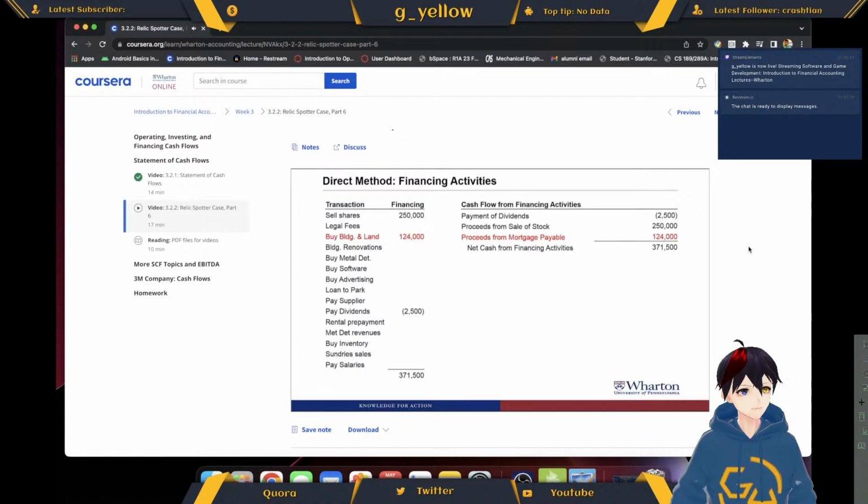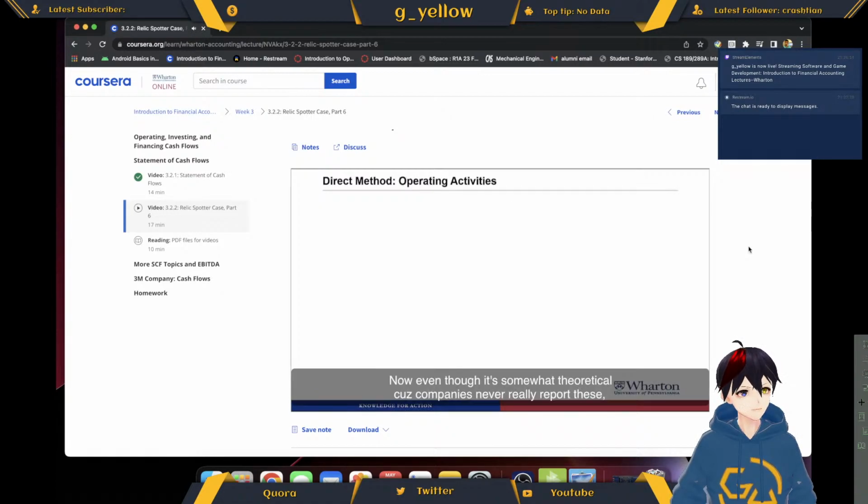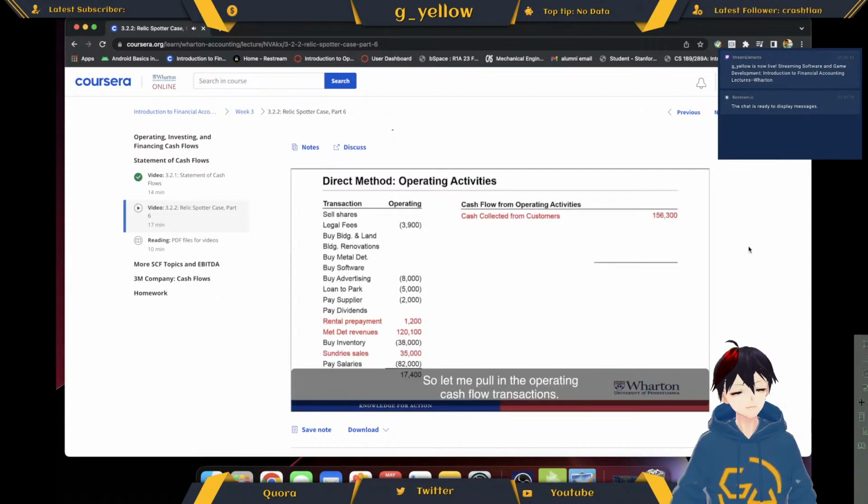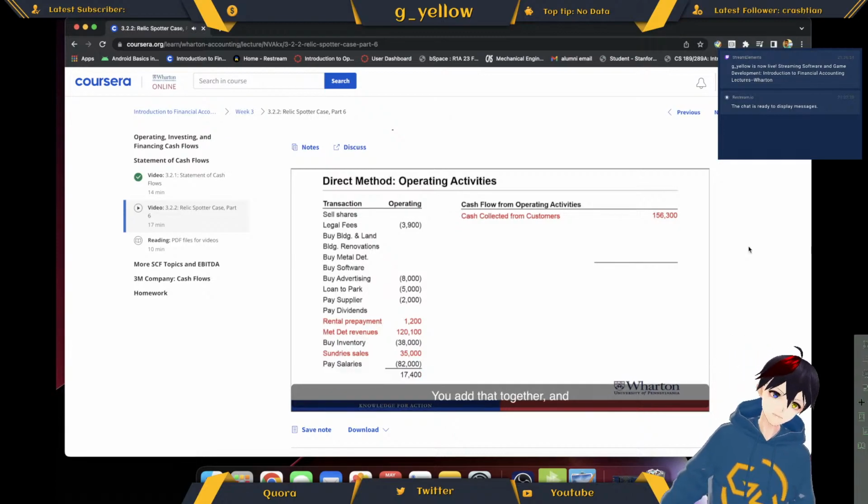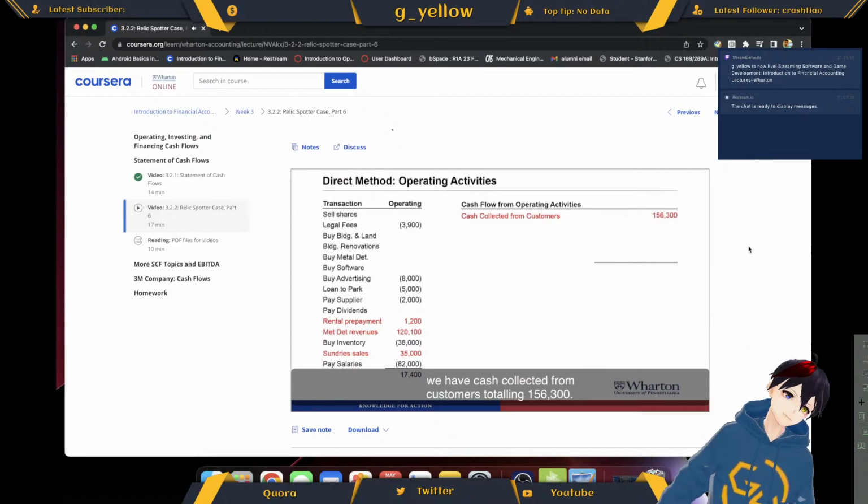Now, even though it's somewhat theoretical because companies never really report these, we're going to look at the operating activities under the direct method. So let me pull in the operating cash flow transactions, and under the direct method, all we have to do is list them. So first, I'm going to take all the cash that we collected from customers. We received cash on the rental prepayment from the Penn Antiquities Club, the revenues that came in cash from metal detector rentals, and then the $35,000 of cash from the sundry sales. You add that together, and we have cash collected from customers totaling $156,300.